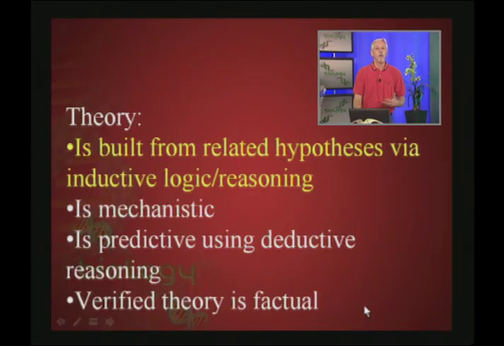A theory is built from related hypotheses using inductive logic, which I'll get to in a second. It usually addresses the mechanism behind a phenomenon that you observe. It tends to be predictive using deductive reasoning. And a verified theory, again, we consider it to be factual. So once ideas have been tested and retested, they gain confidence, and eventually we look at them as being factual.